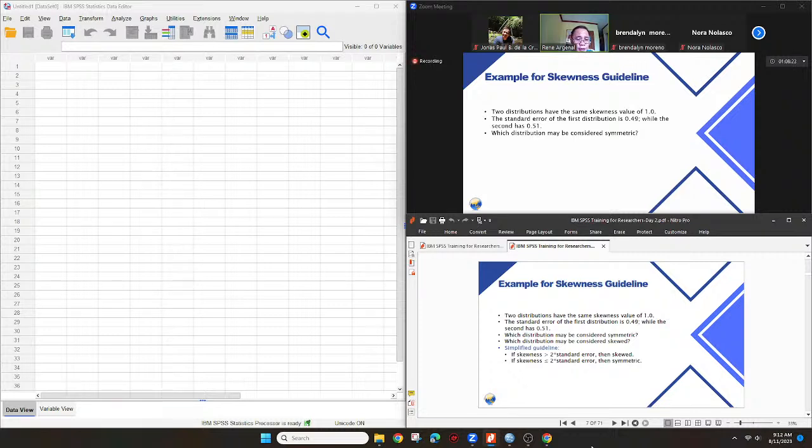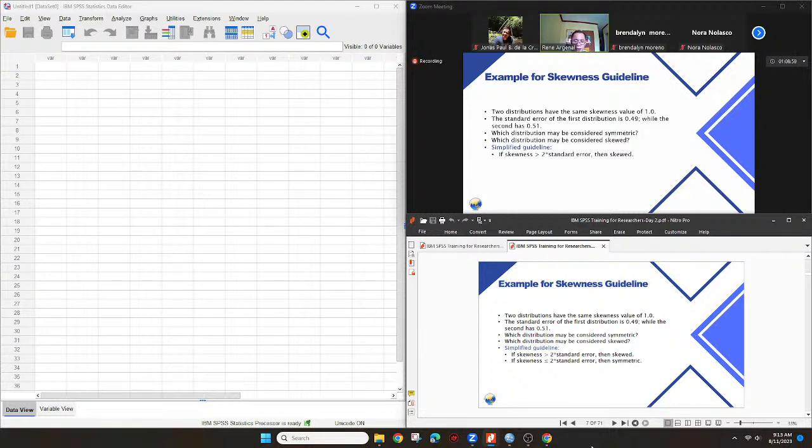Which distribution may be considered symmetric, or which distribution may be considered skewed? So this is the simplified guideline. If the absolute value of skewness is greater than the product of 2 and the standard error of that distribution, then we can conclude that the distribution is skewed: skewed to the left if it is negative, skewed to the right if it is positive.